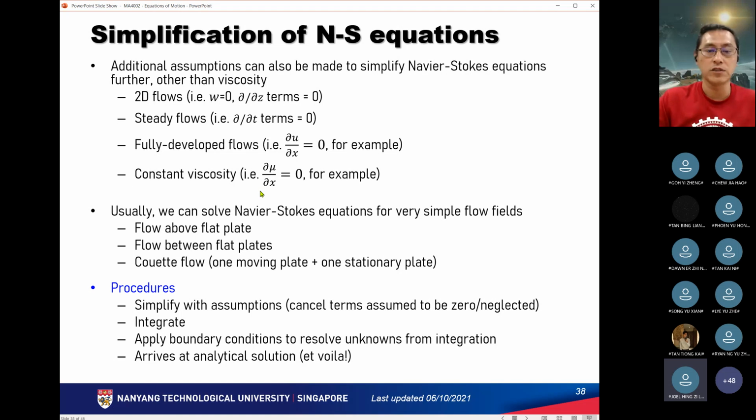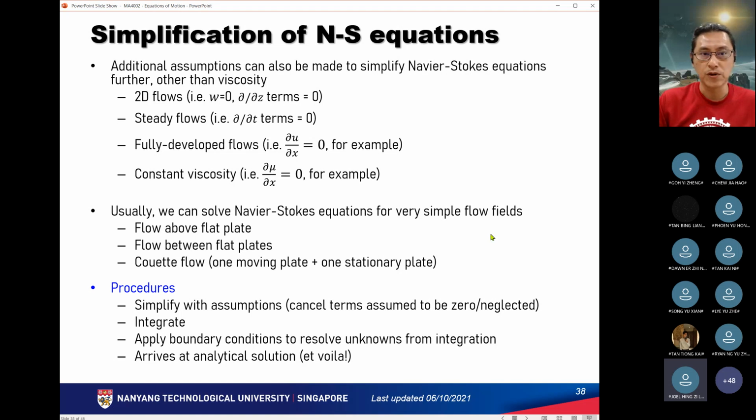Or instead of assuming viscosity equals 0, which is not very ideal because we know that viscosity can't be 0, what we can do is set viscosity to be a constant. Then some of the terms, maybe one of the terms is ∂μ/∂x, we can set it to 0 as well, and so on and so forth. These are by no means an exhaustive list of the simplifications we can make, but some of the common ones. Now, because of the fact that we can't really simplify way too much, that's the trouble.